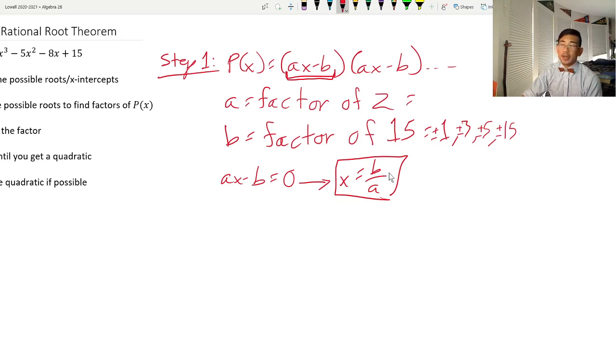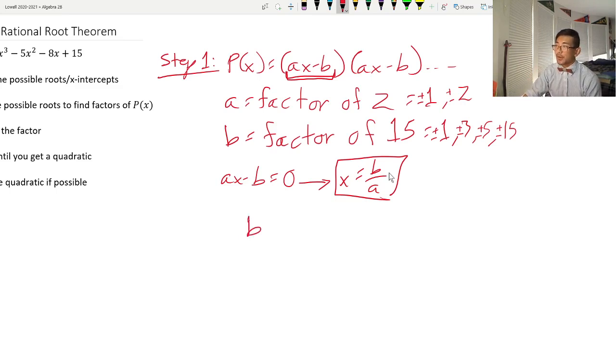For 2, that's not so bad. They're only 1 and 2, but again, we have positive 1, negative 1, and positive 2, negative 2. Okay, so now we have all the possibilities. So really, step 2, well, I haven't even gotten there actually.